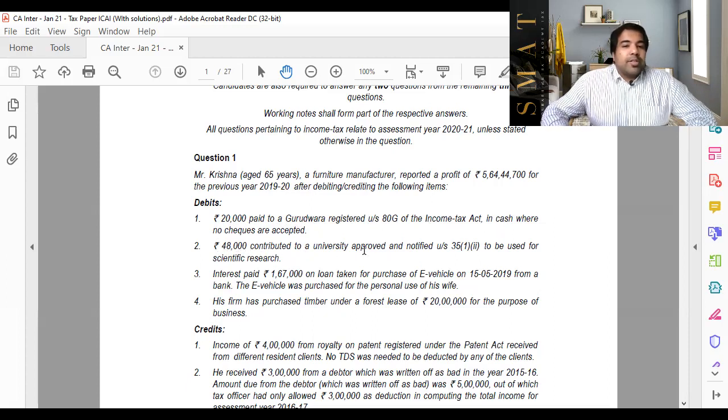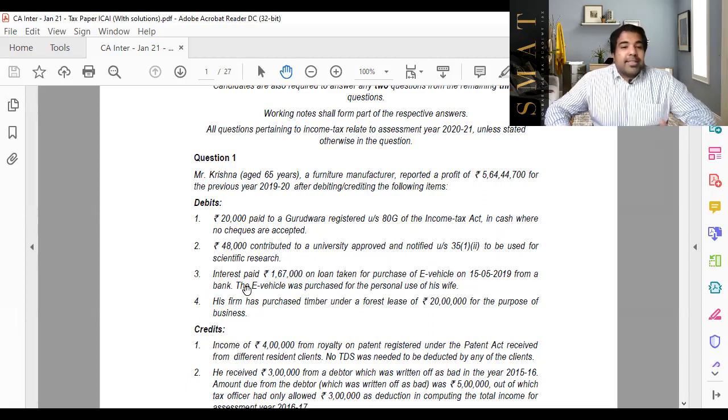48,000 contributed to a university approved and notified under 35(1)(ii) to be used for scientific research. Guys, you've already debited it. That's the right thing. You should have debited 48,000. In this question, the answer is different because the provisions were last year, so you get a 150% deduction. But for your year, 48,000, if you pay, you get a 100% deduction, which is already given. So perfectly okay. Interest paid 1,67,000 on loan taken for e-vehicle on 15 May 2019 from a bank, which is all good.